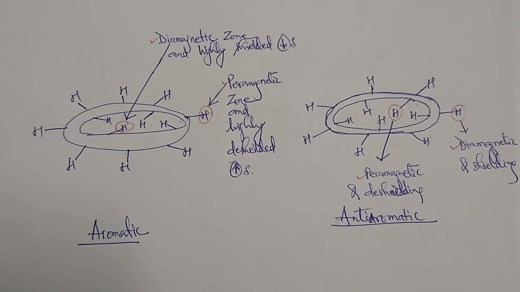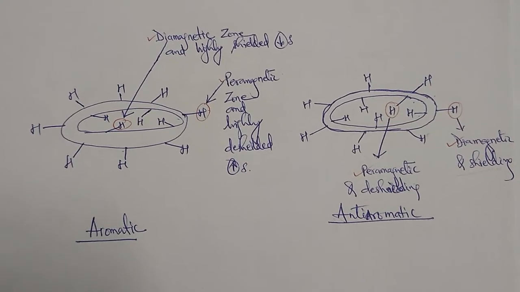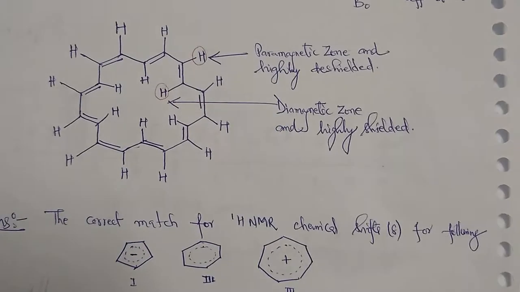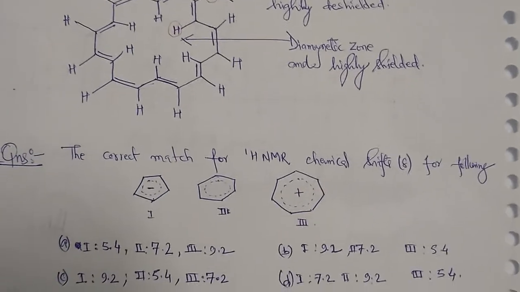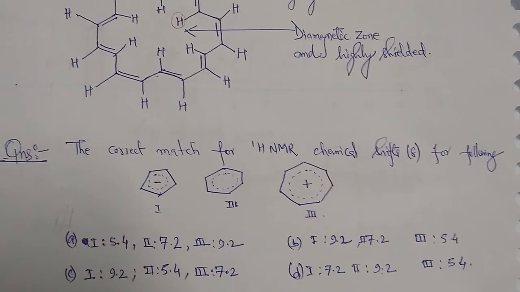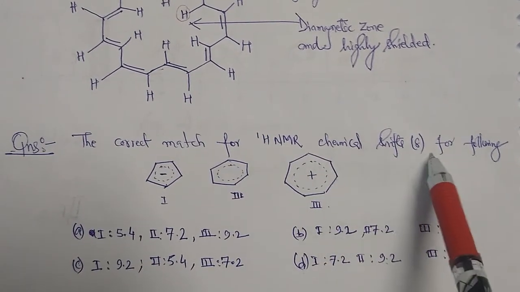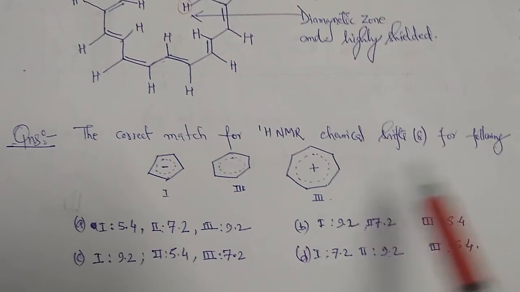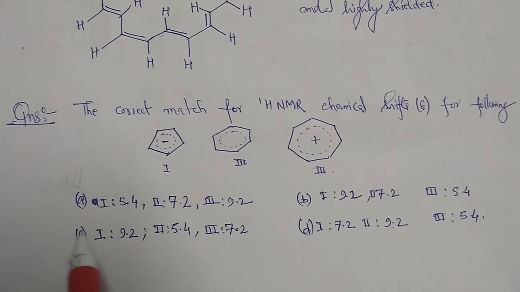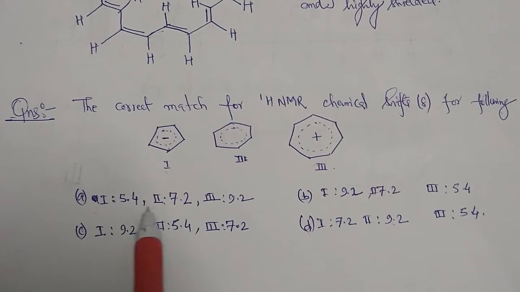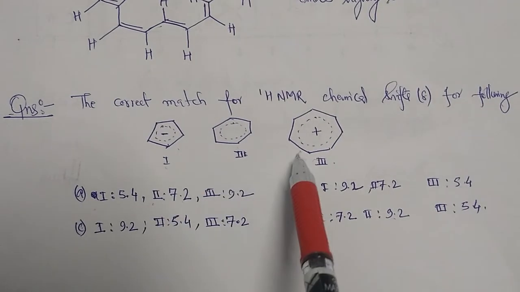Using this concept of aromatic and anti-aromatic protons, we will proceed further with more problems. Here we can see the problems below. In this problem we have to give the correct match for the proton NMR chemical shift delta for the following. We have been given 3 figures, 1, 2 and 3, and with this we need to match the correct option which has the chemical shift for each figure's proton.